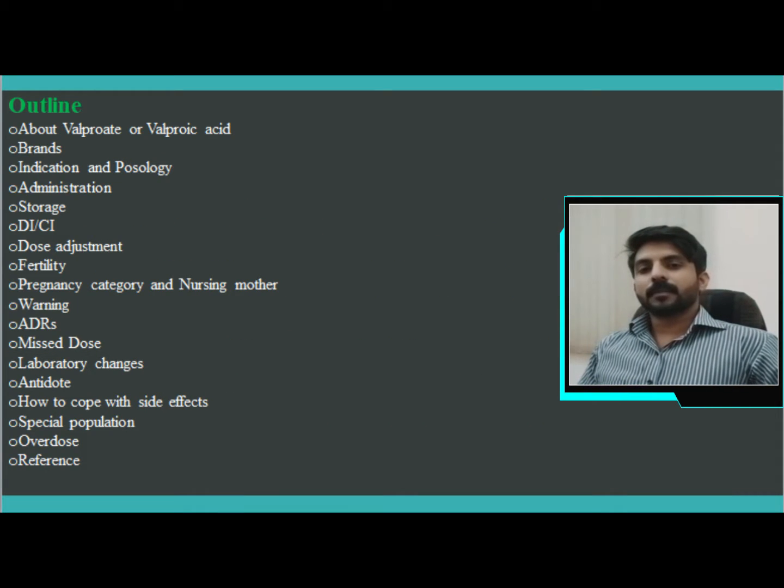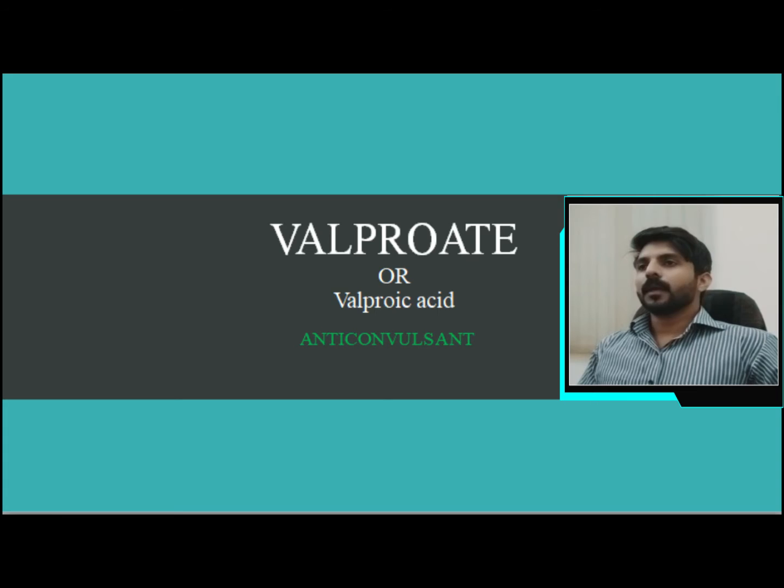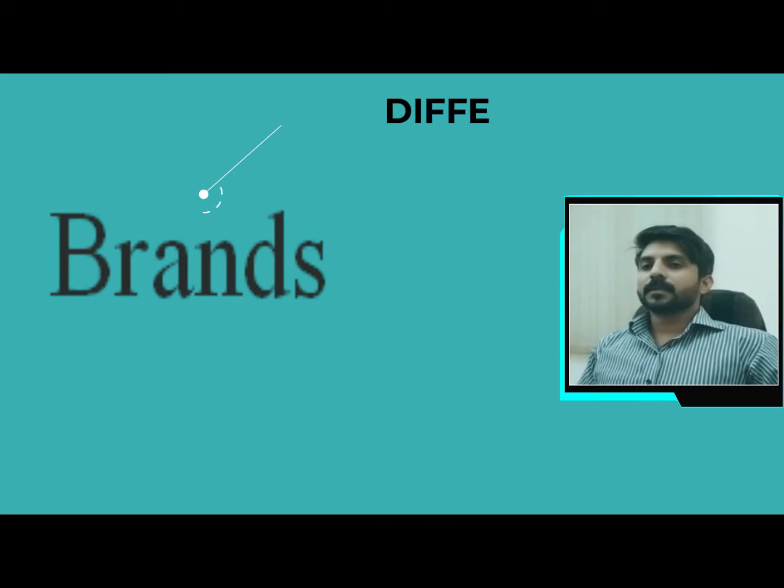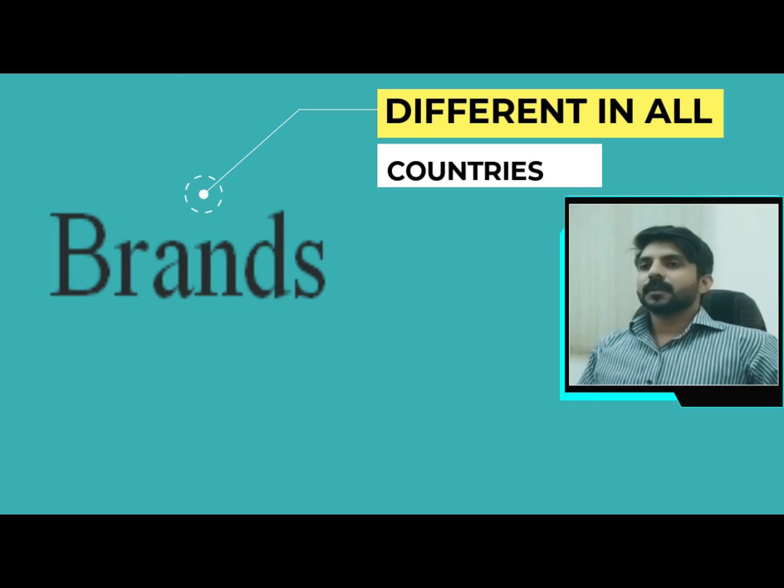Today we will discuss a medication called valproic acid. It comes in different dosage forms, oral and injectable. There are different strengths that depend upon the need of the patient. If we talk about brands, there are different brands in different nations.